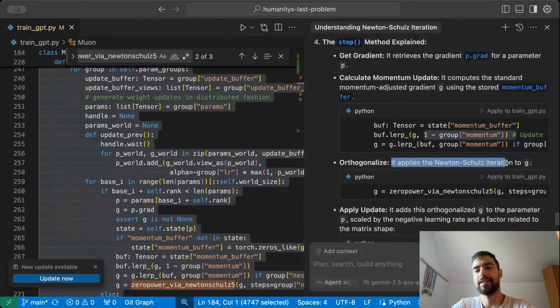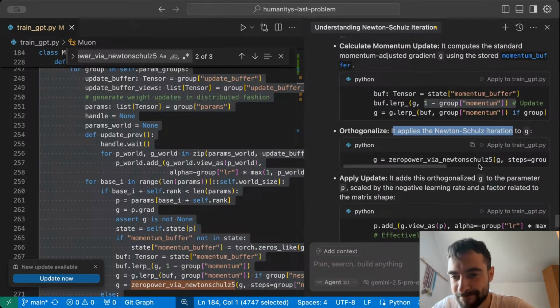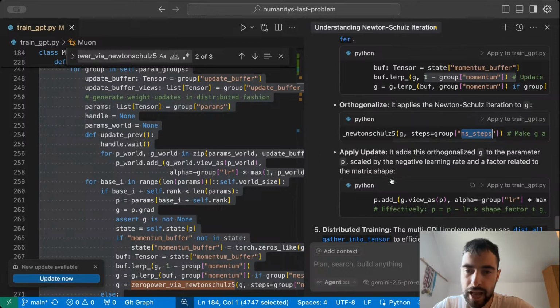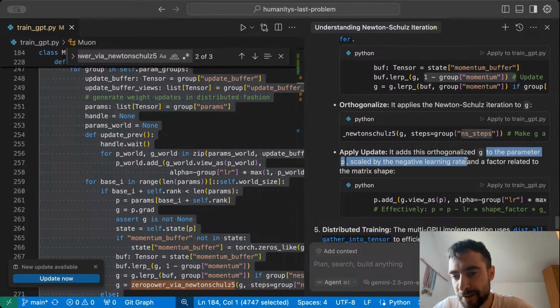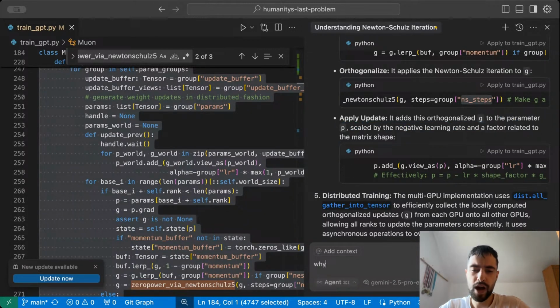And then orthogonalize. It applies Newton-Schulz iteration to G. The number of steps, this is a hyperparameter, I'm guessing. Apply update. It adds this orthogonalized G to the parameter p, scaled by the negative learning rate and a factor related to the matrix shape. Why scaled by the negative learning rate?